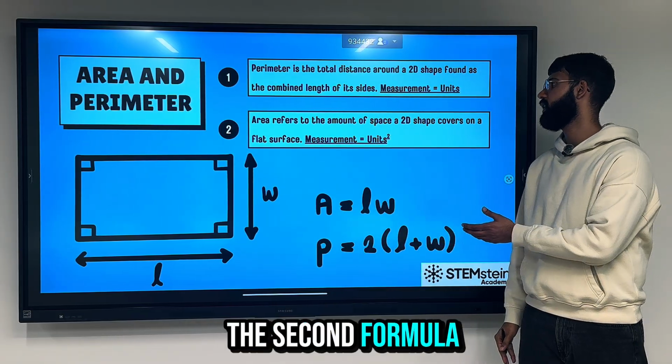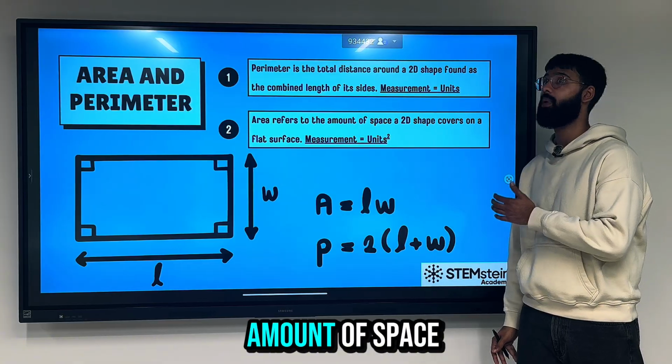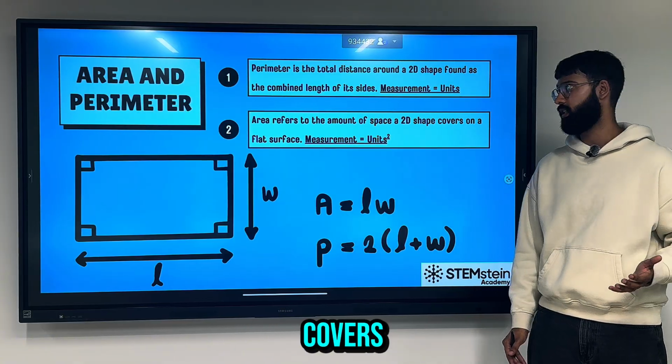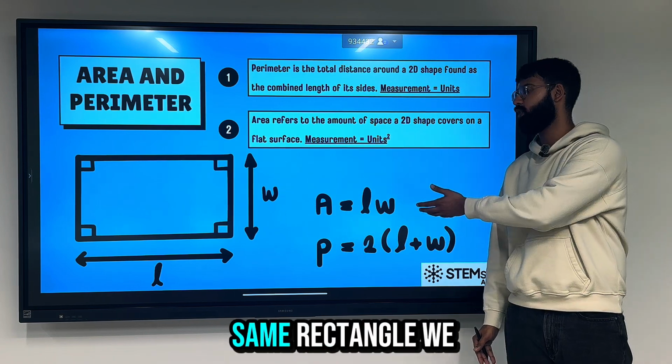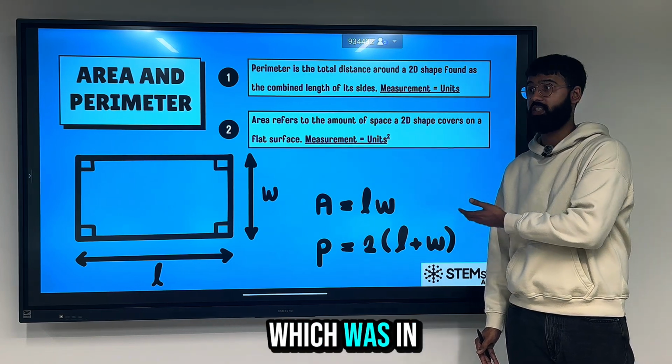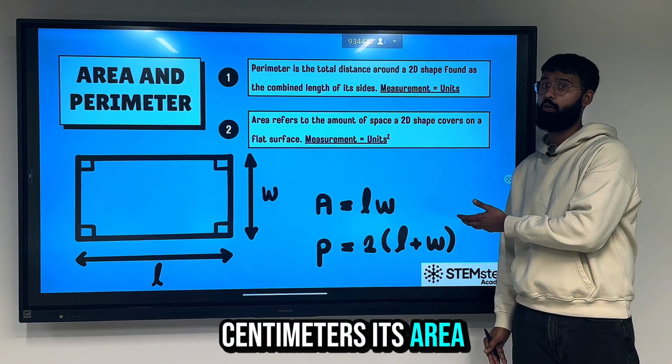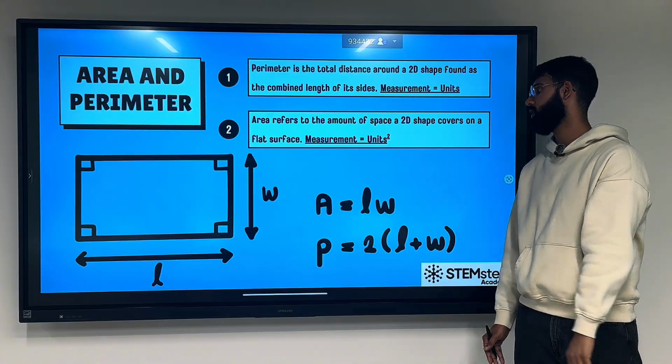The second formula is area. Area is the amount of space a 2D shape covers, and its measurement is units squared. Let's take that same rectangle we talked about before, which was in centimeters. Its area would be in centimeters squared.